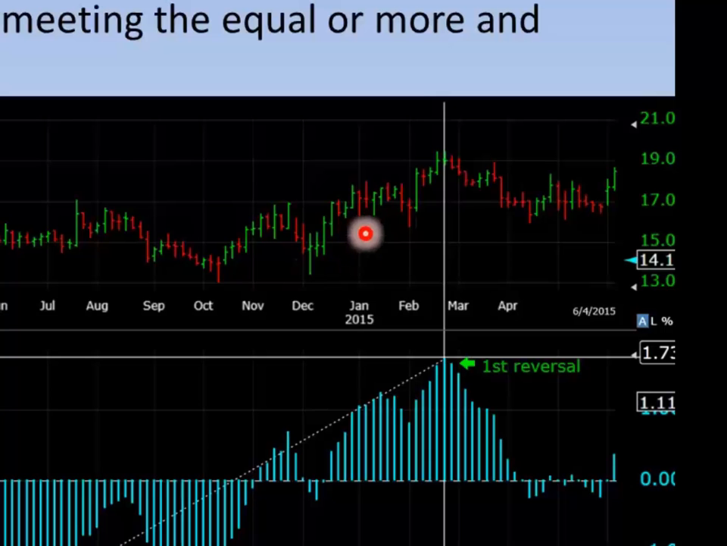Remember, when a stock is moving up in a bullish move and it has a reversal down, we're going to make our profits on the way down, or when a price is falling.